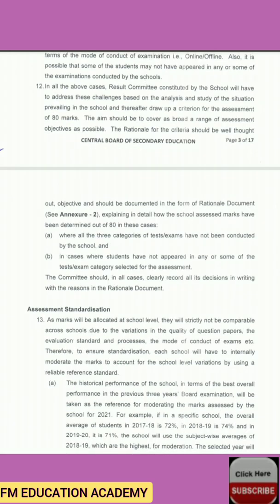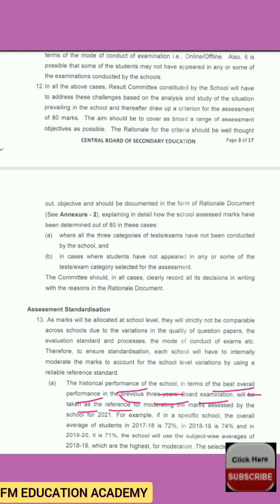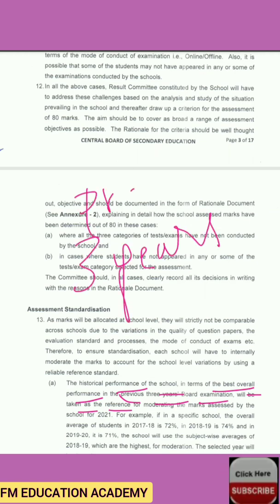If there was a CBSE school and CBSE board exams were conducted in that school for 3 years, then in that case, the historical performance of the school in terms of the best overall performance in the previous 3 years' board examinations will be taken as the reference. So based on those previous 3 years' results, the marks will be allocated.